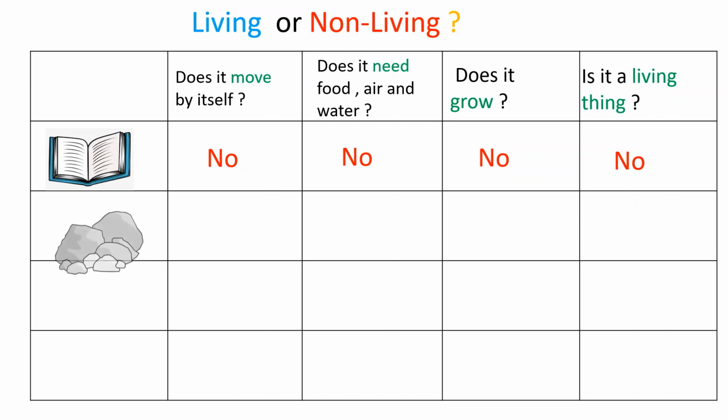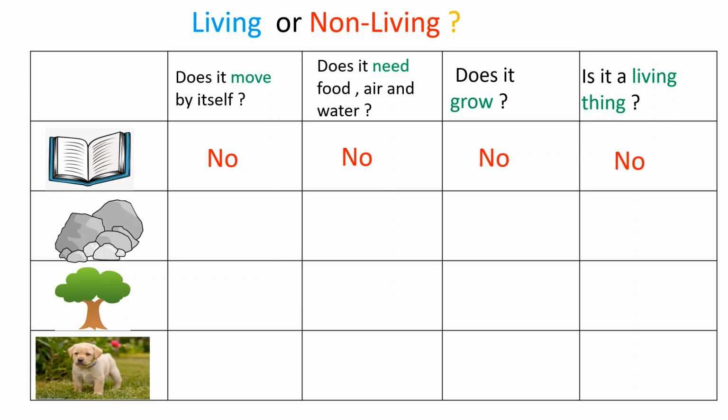Similarly, I have listed 4 more things here. That is stone, tree, dog. Children, you have to answer the questions for the given things. We will discuss the answers in our next class.